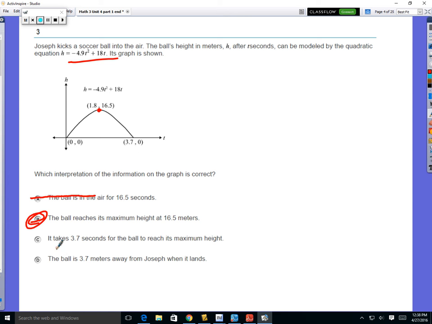Let's make sure there's not more than one. It takes 3.7 seconds for the ball to reach its maximum height. It only takes 1.8. The ball is 3.7 meters away from Joseph when it lands. That's the X and that's the Y. And the X is time and the Y is height. So the only one is B.